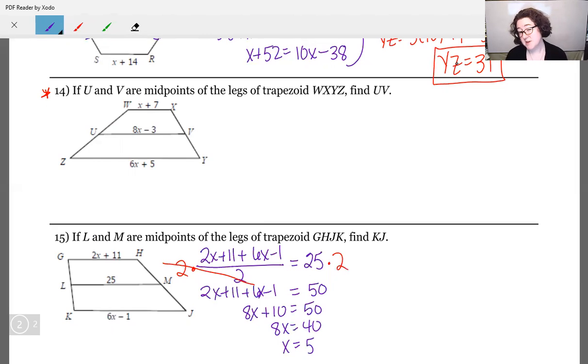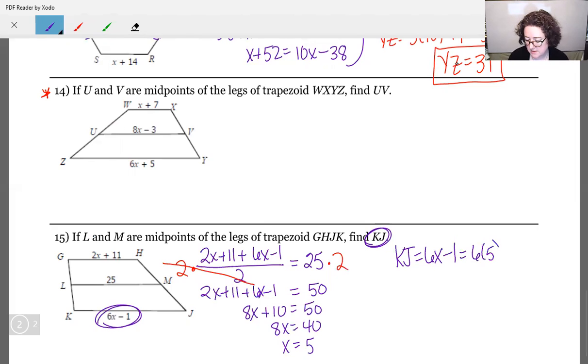And again, did they just want us to solve for x? Nope, they wanted us to find KJ. So looking at my diagram, segment KJ is 6x minus 1. So KJ equals 6x minus 1, and we know that x is 5, so 6 times 5 minus 1, or 30 minus 1, aka KJ is 29.